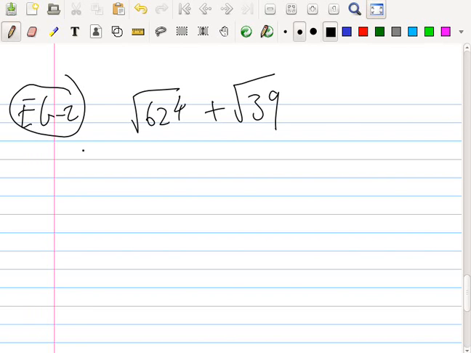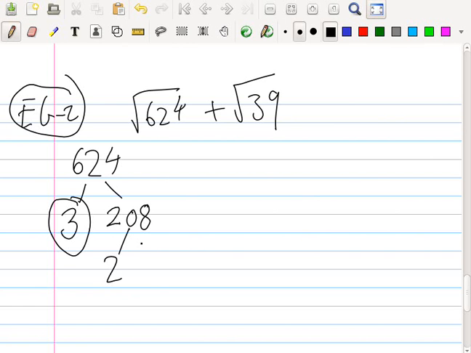So 624. It's 3 times 208, yeah, 3 goes into that. Why is that right, not 2 times 312? Any pair is fine. I just picked 3 because I saw 3 goes into this. Right, 3 is done. 208, okay, that's 2 times 104.